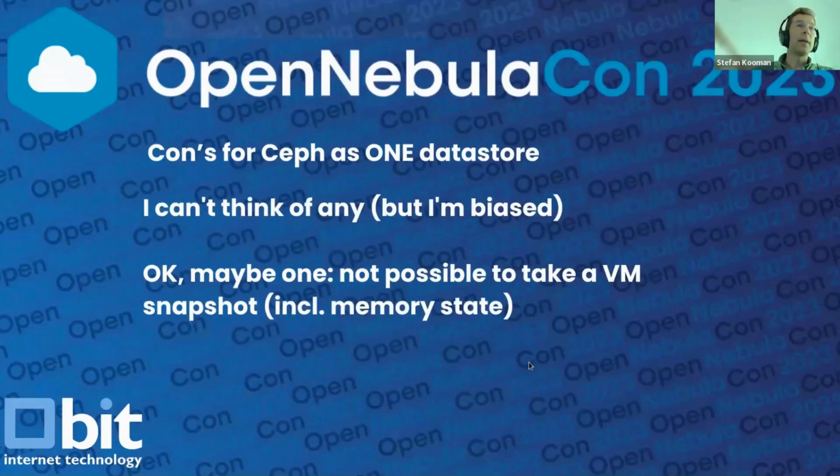I had to think about one of the cons for why you should not use Ceph as the data store. I couldn't really think of any, but for some, it might be a deal breaker. You cannot currently take a virtual machine snapshot including the memory, as Ceph has a raw storage format, and to properly store it you need a way to store the metadata, and that's in a raw disk currently not possible.